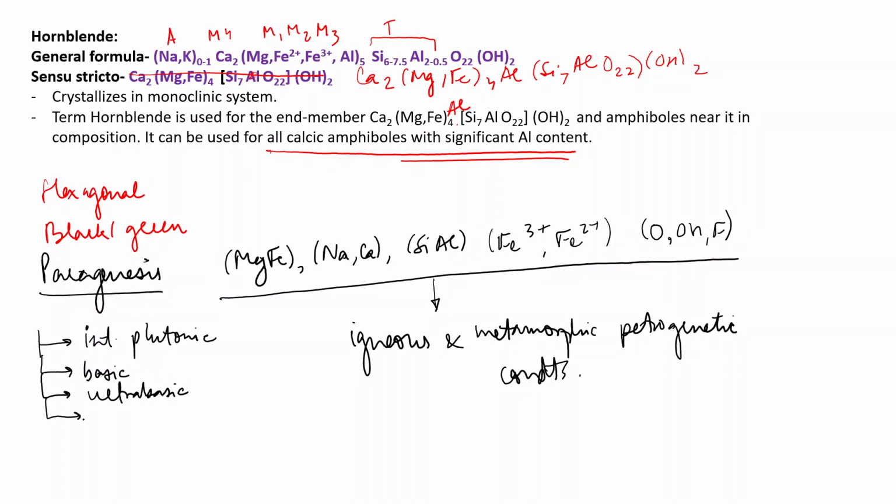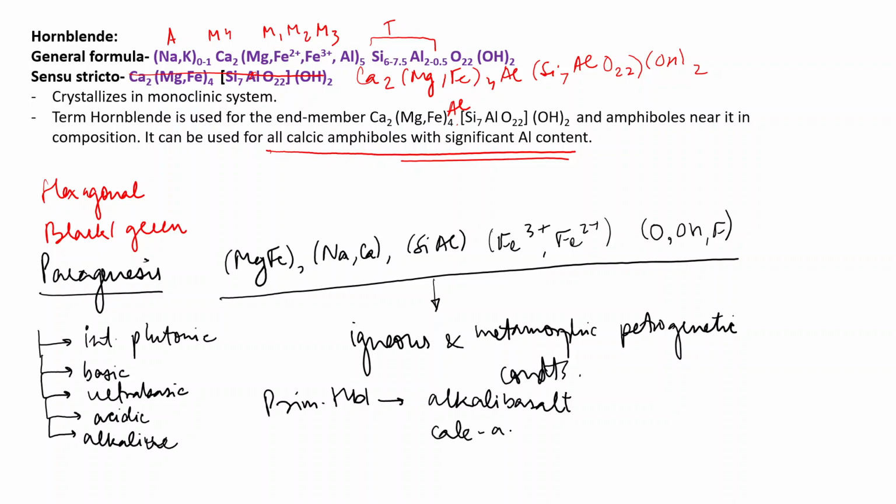They can also occur in the acidic and alkaline composition rocks as well. Okay, so this is it. Primary hornblende normally occurs in the rocks of alkali basalt and calc-alkaline series.